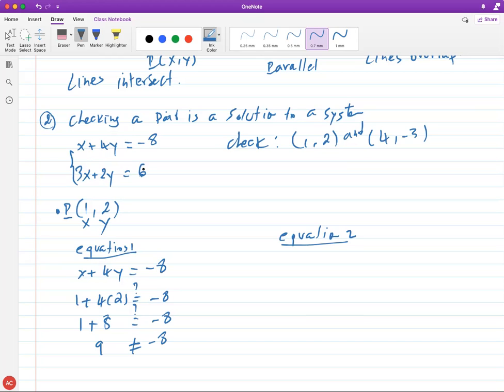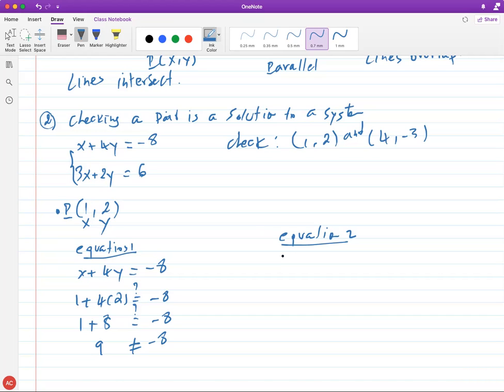So therefore, it's not a solution for the system because it has to work for both this and this. It didn't work for this. So even if it works for this one, it's not going to be a solution because it has to be for both. So there's no need to actually check the second equation because we already know it's not a solution, but let's do it anyway, just to practice how to check.